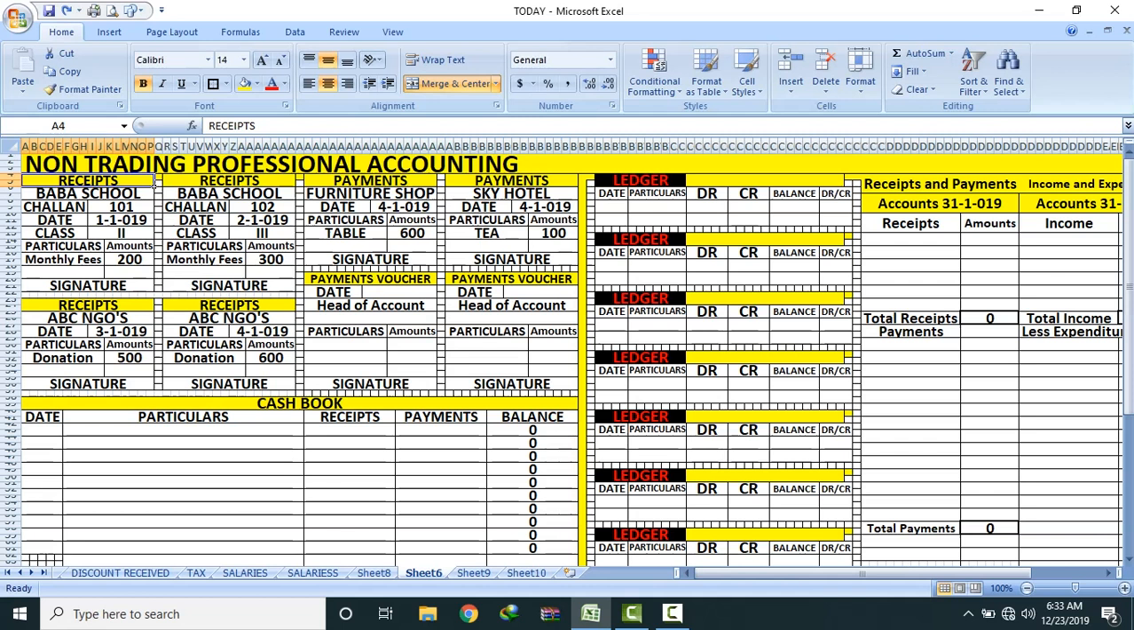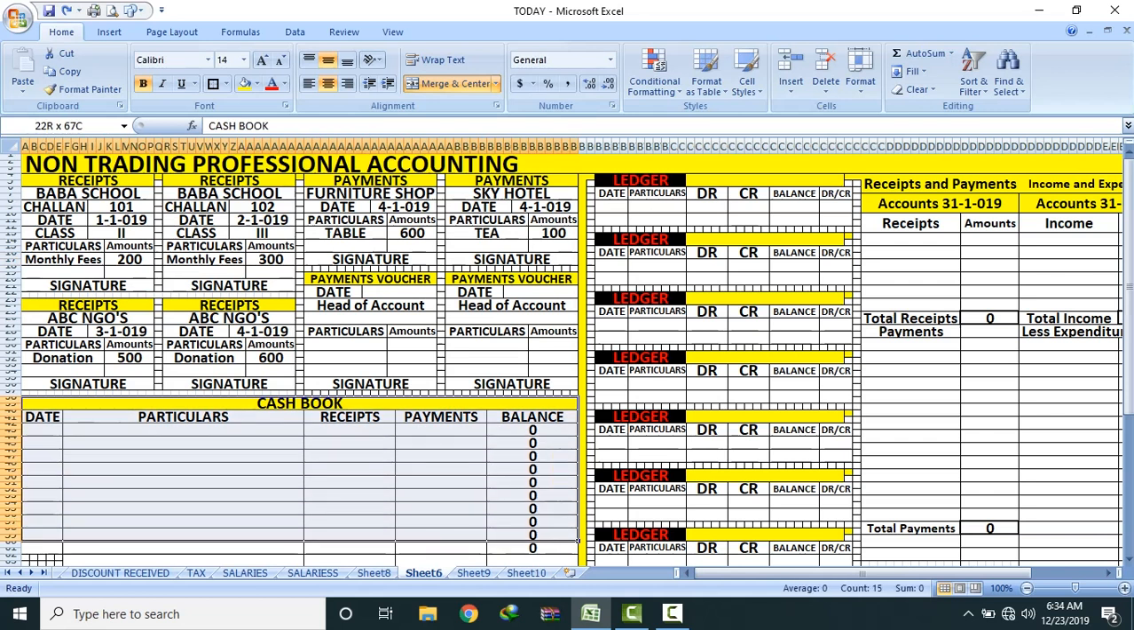When you receive receipts: monthly fees class 2 debt, and monthly fees class 3 debt. You receive donation debt 3, you receive donation debt 4. These are your receipt bills, these are your payment bills.